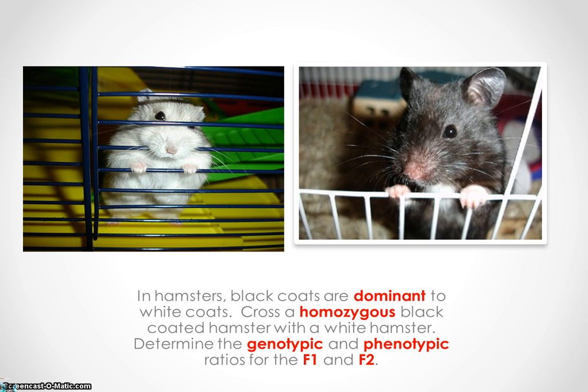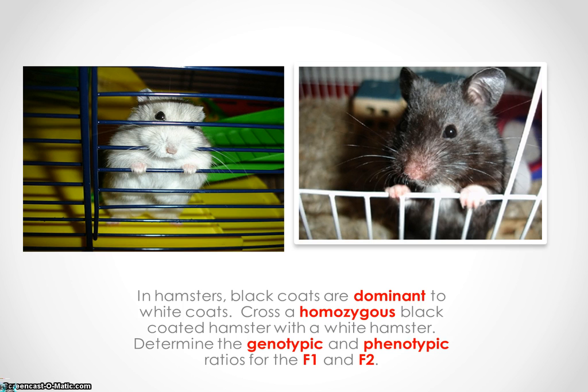So we're going to cross a homozygous black-coated hamster with a white hamster. Homozygous, homo means the same, it means the alleles of the black hamster are the same. So in other words, he's going to have two black alleles. And we're going to cross him with a white hamster. Since white is recessive, the white hamster must have two alleles for white. If the white hamster had a black allele, it wouldn't be white, it would be black.